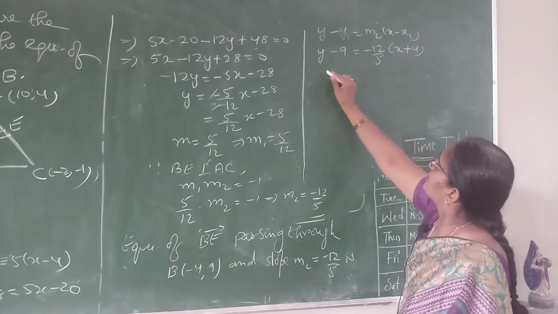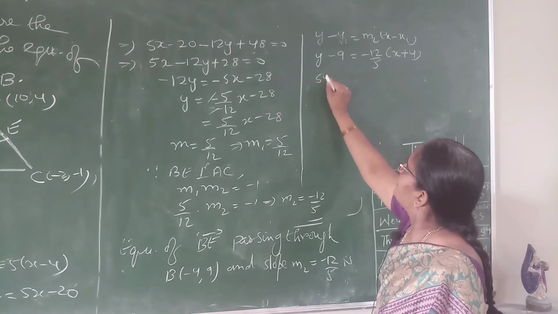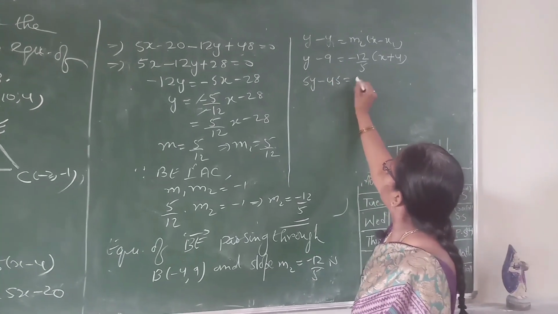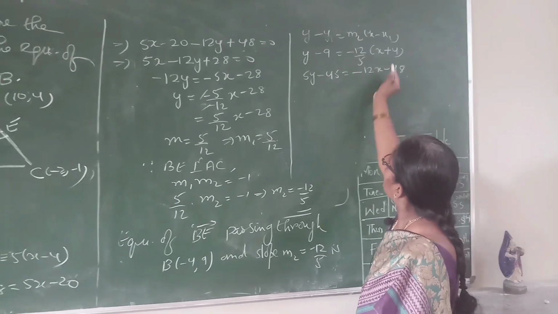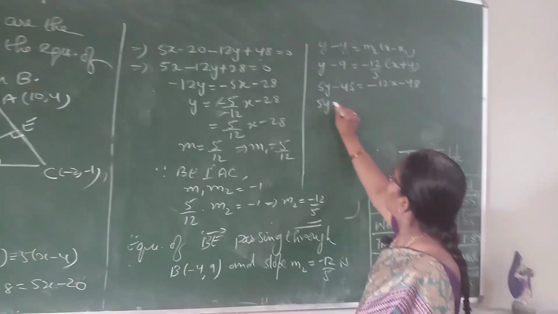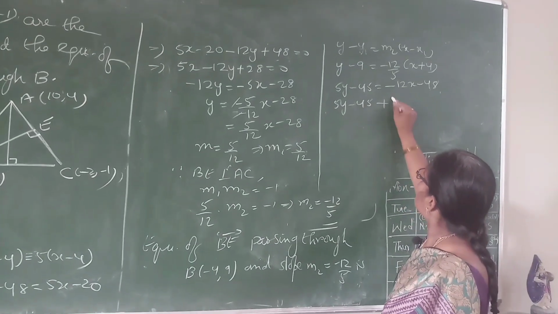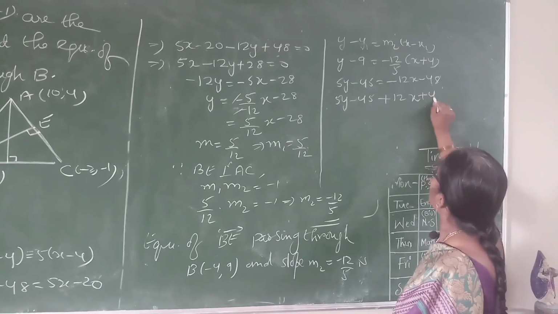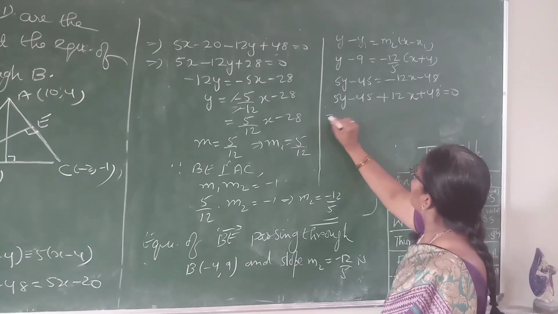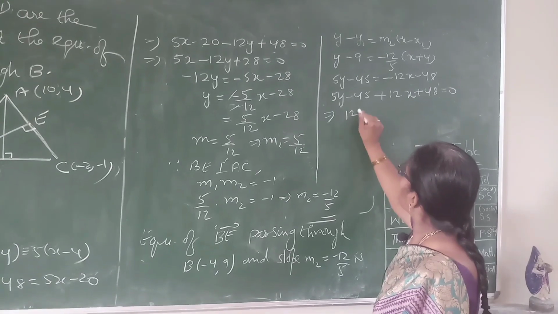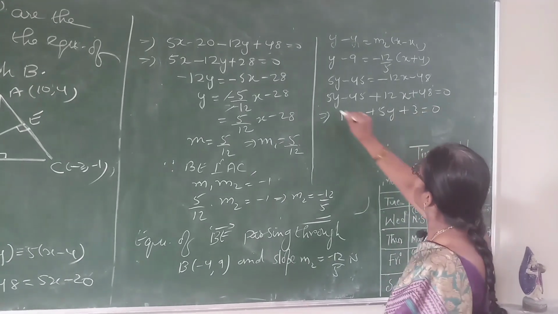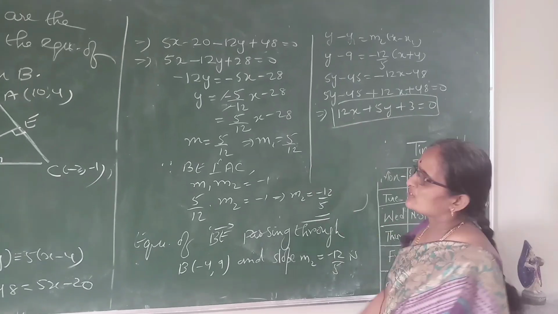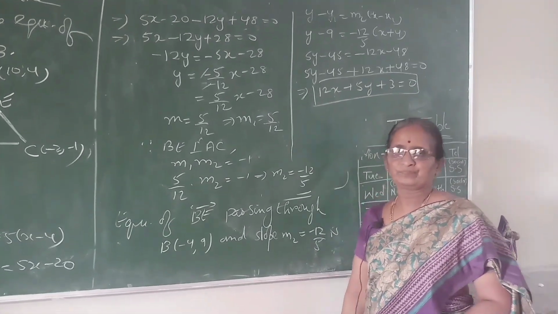minus of minus 4, cross multiply here, 5y minus 45 equal to minus 12x minus 48. Bring this to this side, 5y minus 45 plus 12x plus 48 equal to 0, which implies 12x plus 5y plus 3 equal to 0 is the equation of the straight line BE.